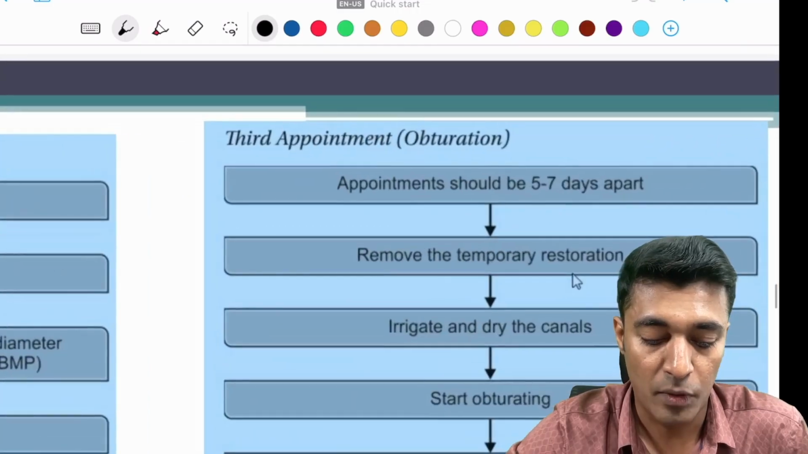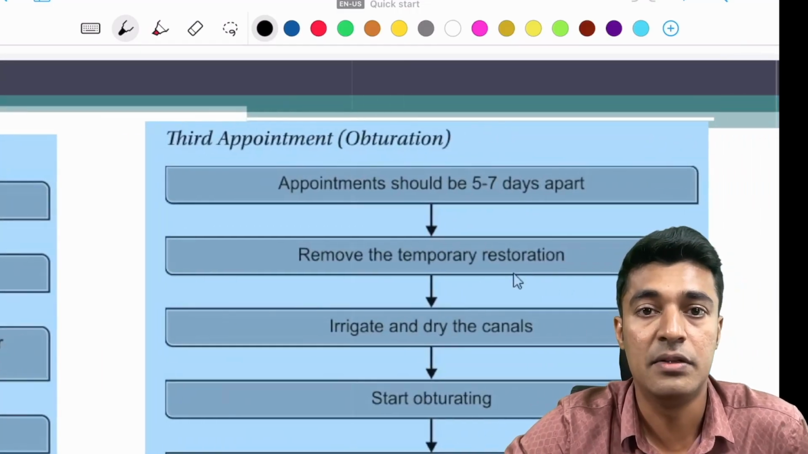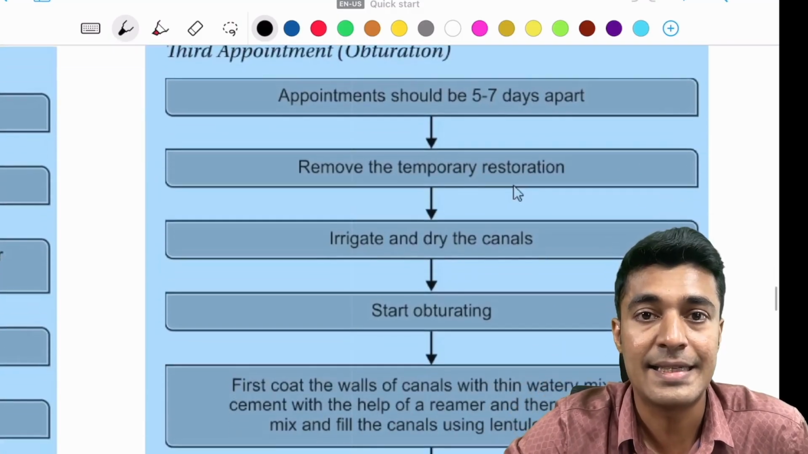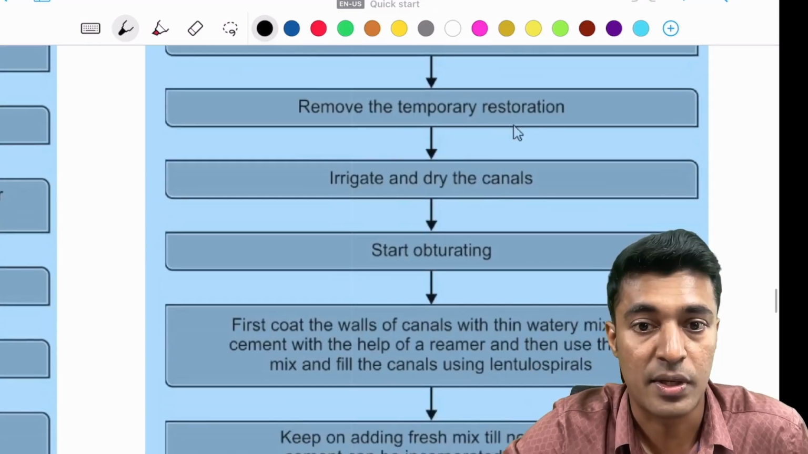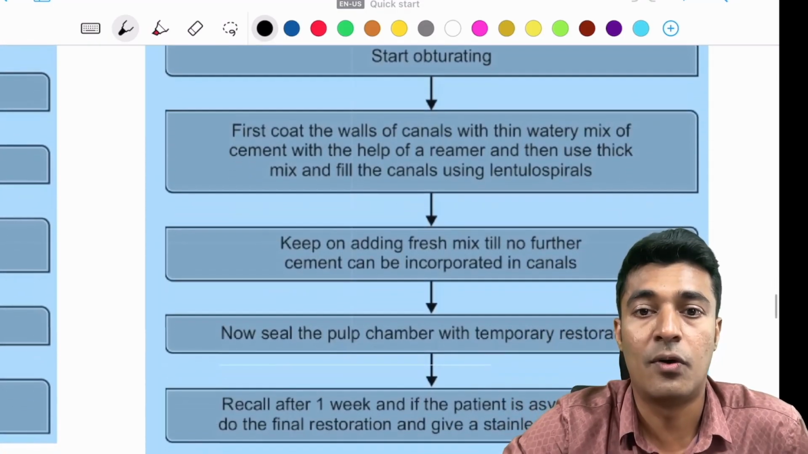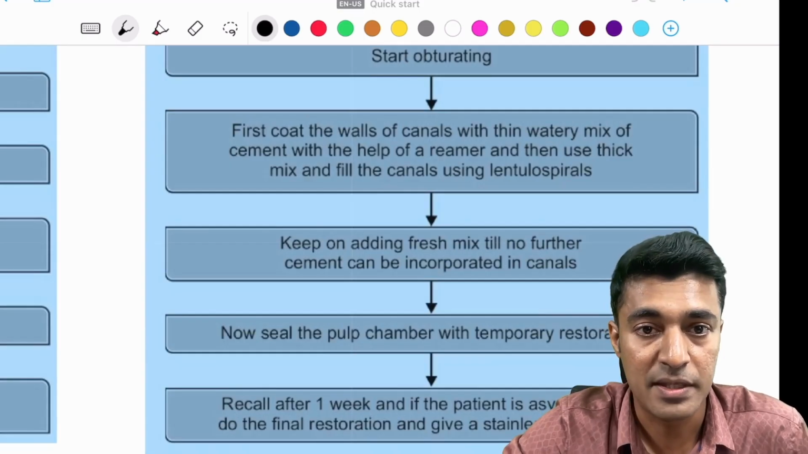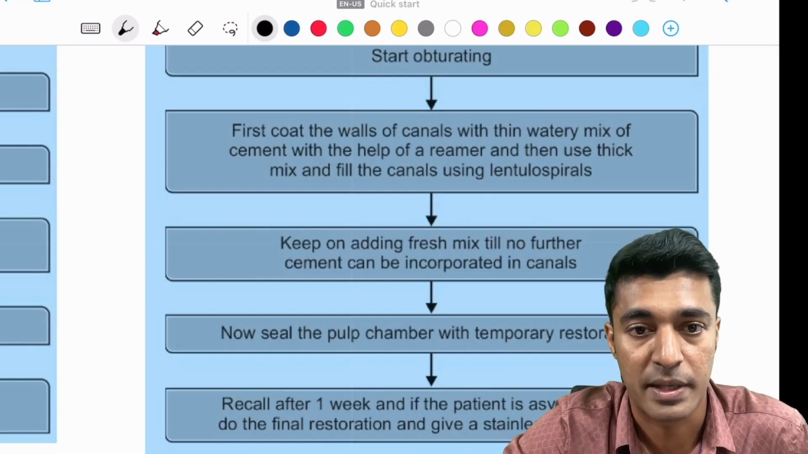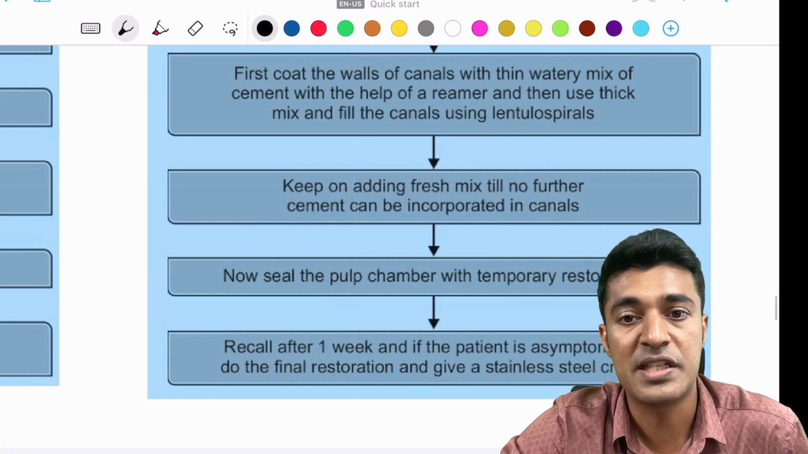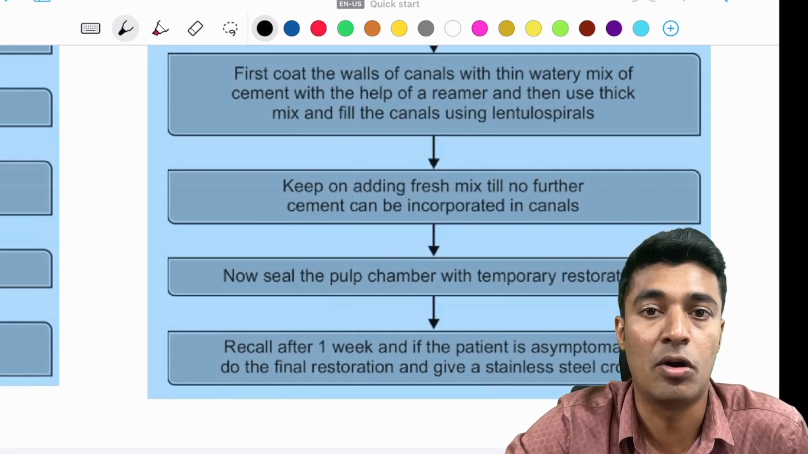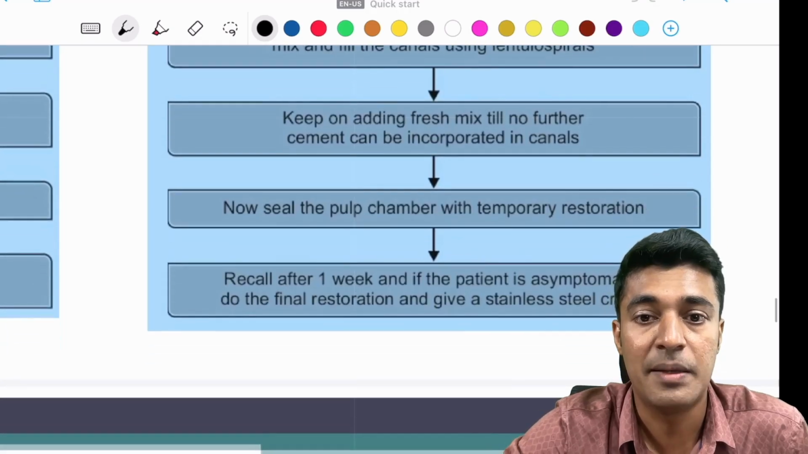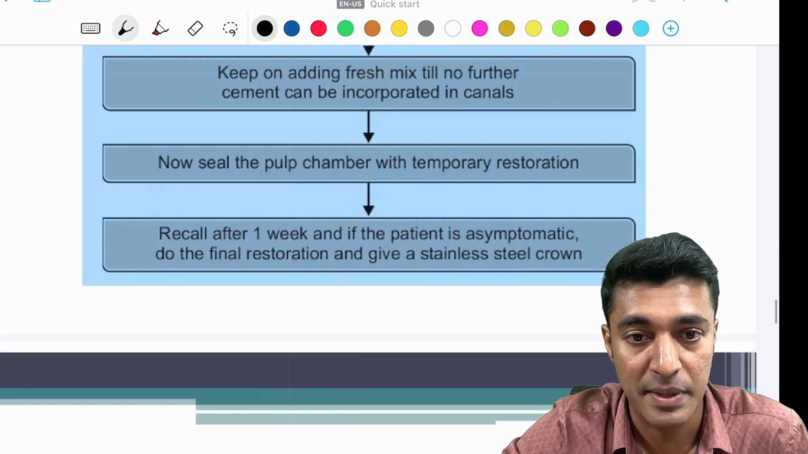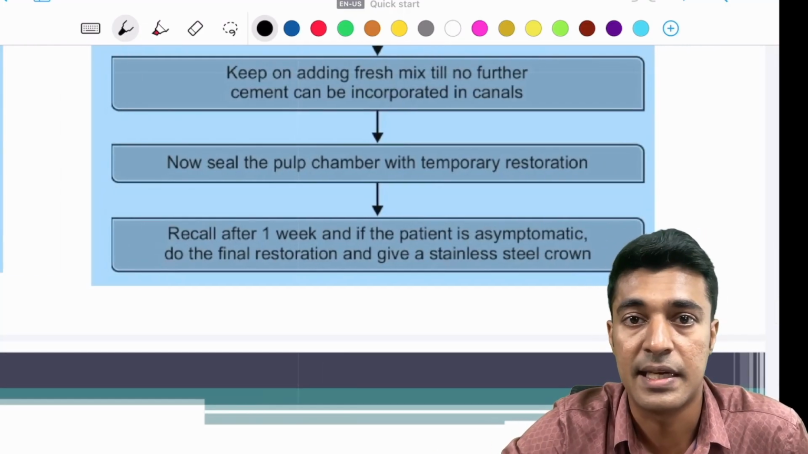And on the third appointment, obturation is done, which is again 1 week apart. Remove the temporary restoration, irrigate and dry the canals. Start obturating. First coat the walls of the canal with a watery mix of the cement with the help of a reamer, and then use a thick mix and fill the canals using a lentulo spiral. Keep on adding fresh mix till no further cement can be incorporated into the canal. Now seal the pulp chamber with the temporary restoration. Recall after 1 week, and if the patient is asymptomatic, do a final restoration and a stainless steel crown.